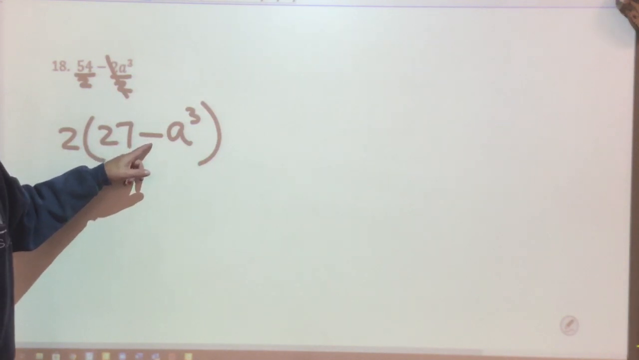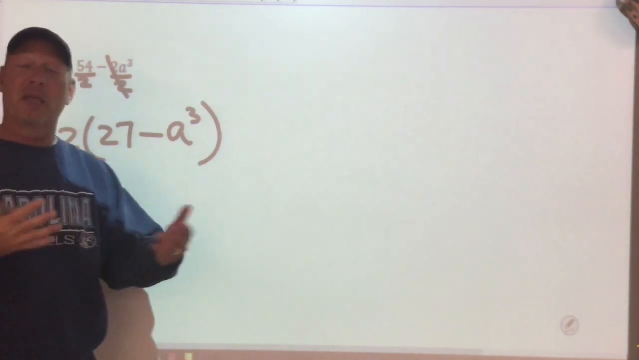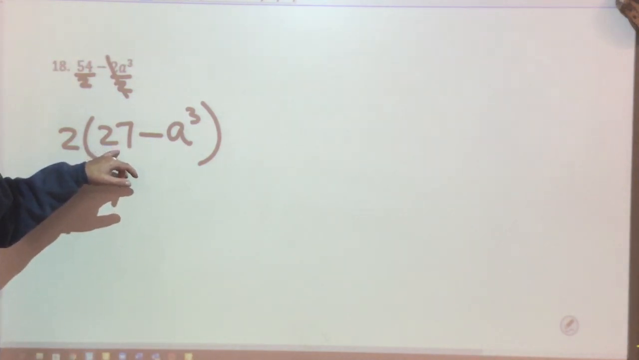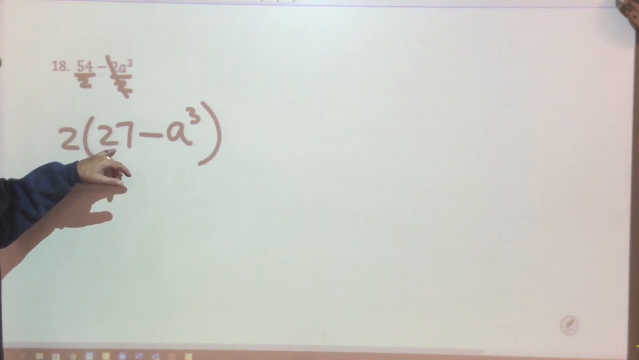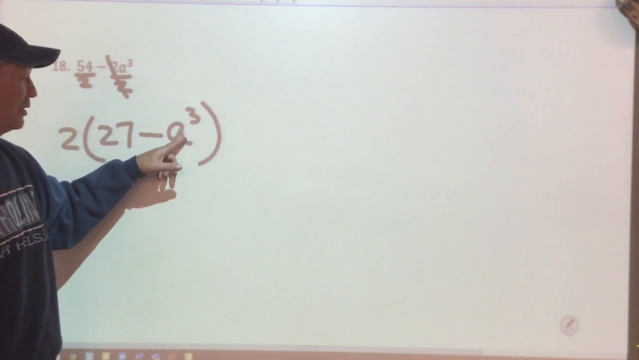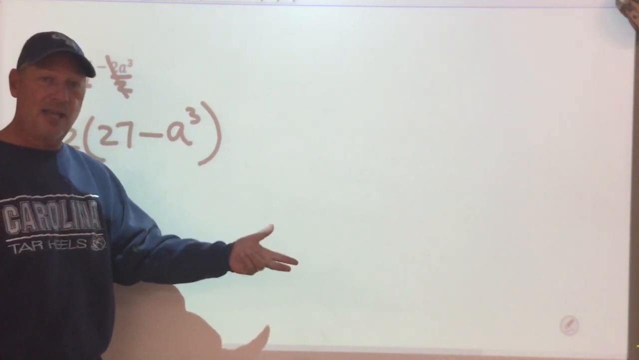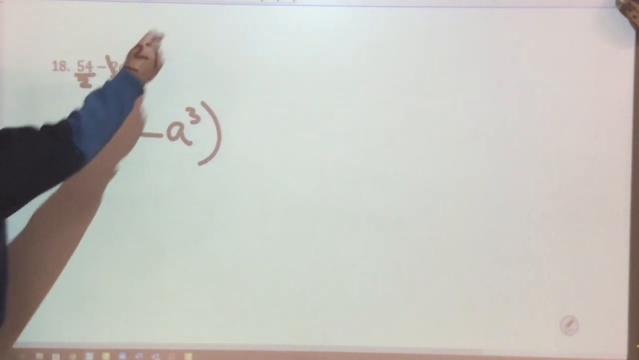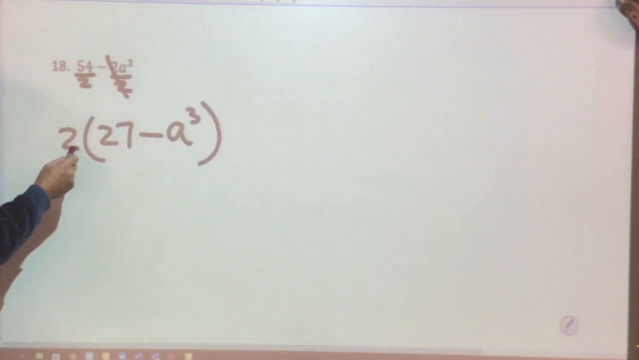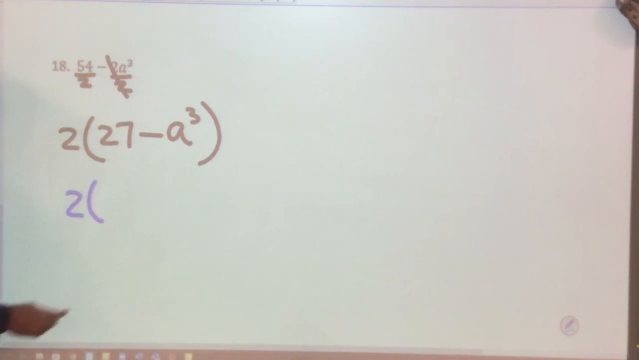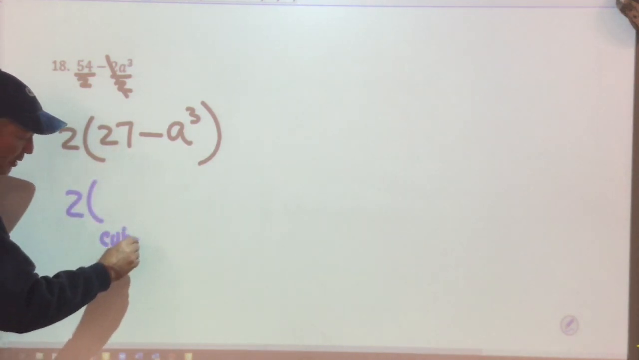This is the difference. Is it the difference of maybe 2 squares or 2 cubes? Well, look at this. This is a cube. I memorized this. This is going to be 3 times 3 times 3. This is a cube. The exponent tells you, but this is going to be a times a times a. This is the difference of 2 cubes. You must keep the 2 coming down. Your greatest common factor, it is part of your answer. But in the first parentheses, I need you to write the cube root.